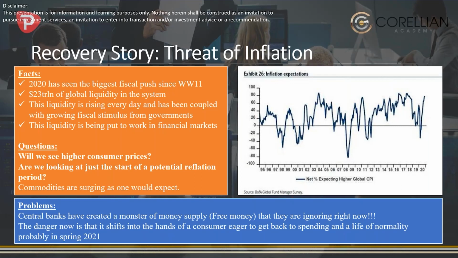We've already seen commodities surging forward. So, you know, central banks have created this monster of money supply, free money, cheap money being thrown right into the markets, but they're ignoring what the longer term implications of this could be. If this money starts coming out of financial markets and into the pockets of the consumer, then we need to be careful. And it is a risk that the Fed at the moment is not even worried about.